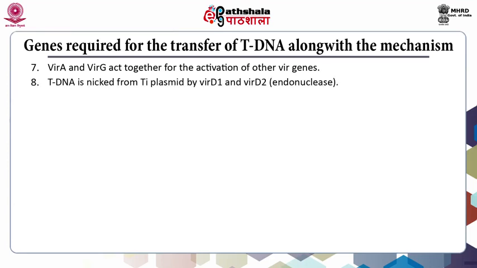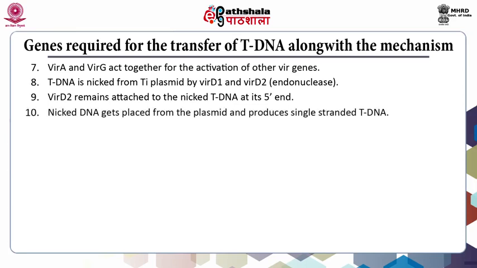tDNA, that is transfer DNA, is nicked from the Ti plasmid by VirD1 and VirD2. This is very important that VirD1 and VirD2 are endonucleases. Next, VirD2 remains attached to the nicked tDNA at its 5' end. The nicked DNA gets displaced from the plasmid and produces single-stranded tDNA.